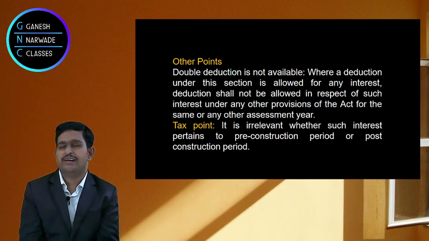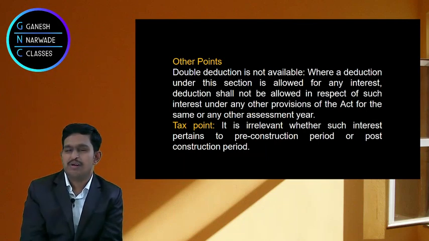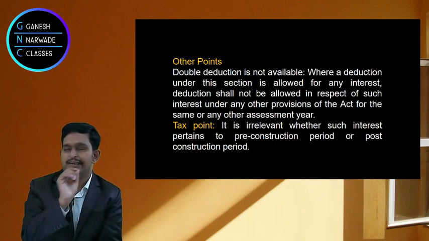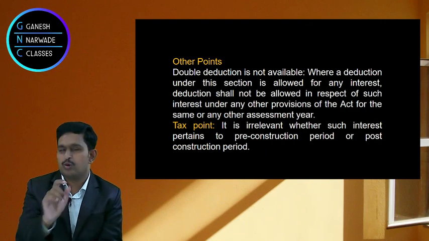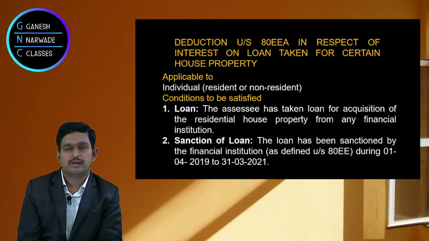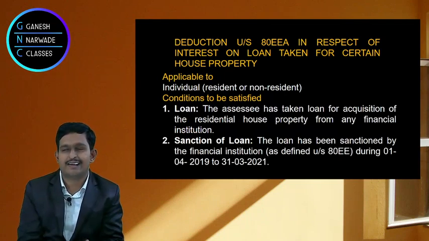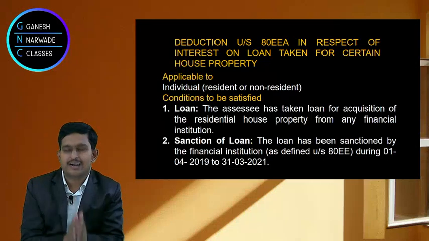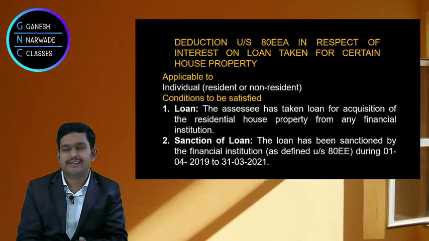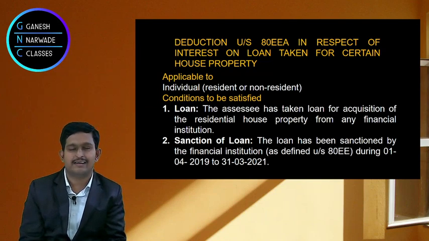Now next section is 80EEA. But please remember what I said relating to section 24 till now, same examples apply to 80EEA also. So we will now understand 80EEA in detail. Now when we are talking about again interest on residential house, don't get confused. Okay, I'll discuss in detail. I'll even do a little comparison for you. Okay, yes sir.